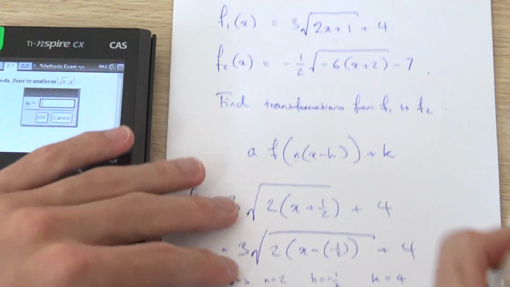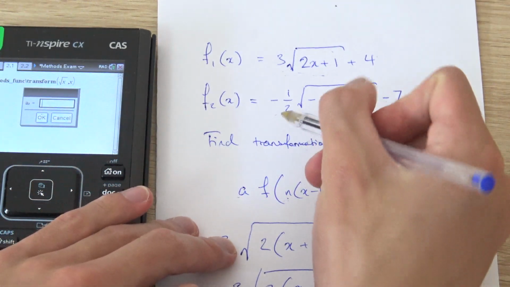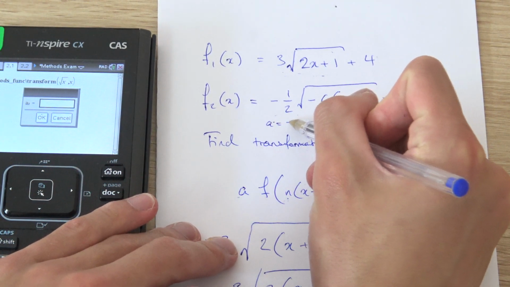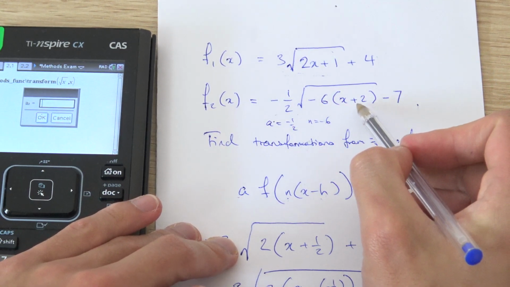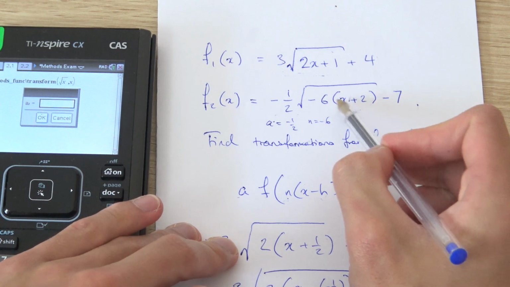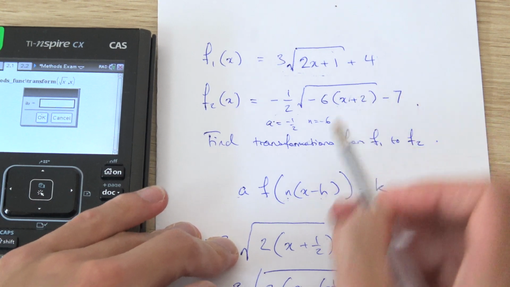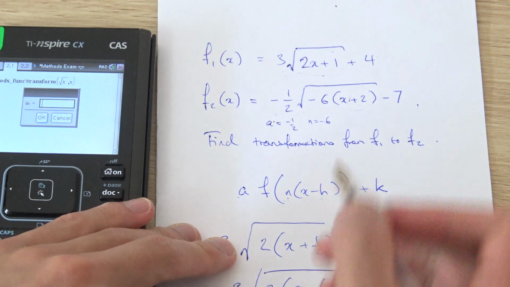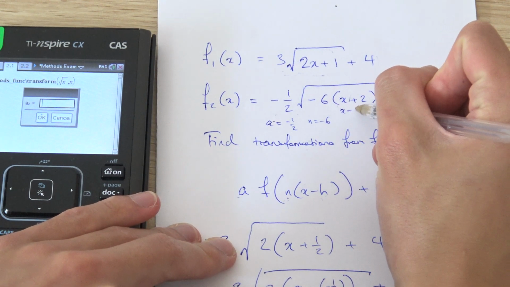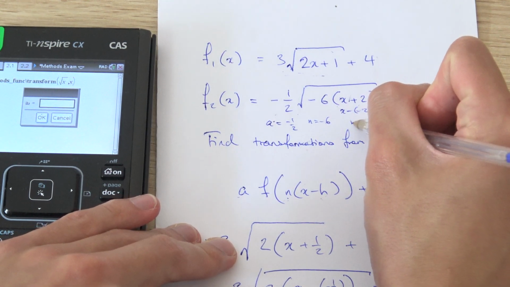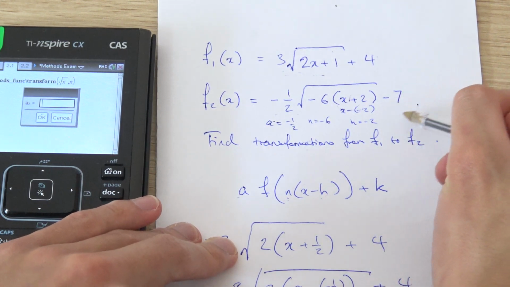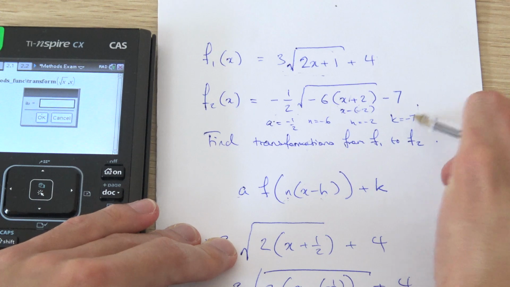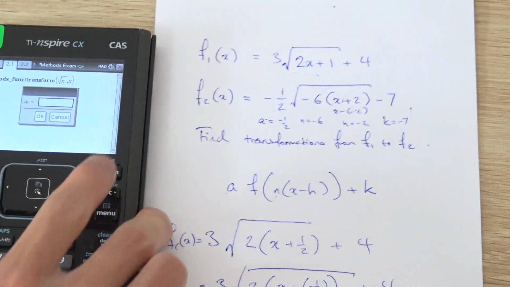So function 2, I've already nicely put it into this form. So right here, a is minus a half, n is minus 6, and you have to do a bit more work right here because we have x plus 2, but we want x minus something. So this is actually x minus negative 2. So our h is minus 2. Always be careful with signs right there. And our k is equal to minus 7.